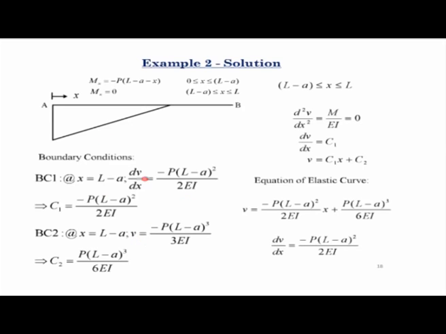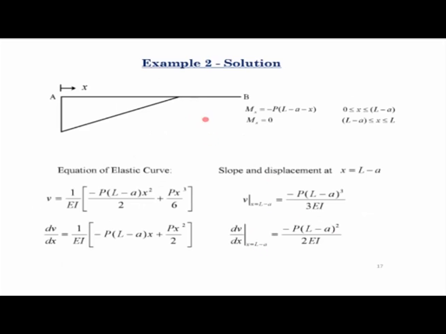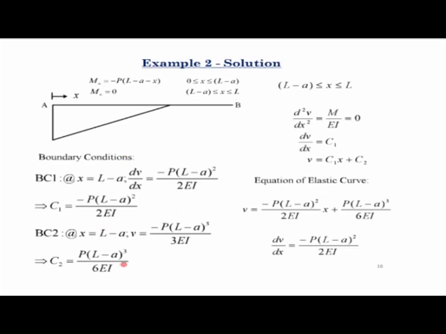So this is where we are solving the equations for the second part of the beam, which is d2v/dx² equal to 0. For this second part, Mx is equal to 0. If you integrate it twice, first you get dv/dx equal to c1, and then v equal to c1x plus c2. In order to solve these two constants of integration, we'll use these boundary conditions. At x equal to L minus a, dv/dx is minus P(L minus a) square by 2EI. This is what we got from the previous slide. Also, at x equal to L minus a, the deflection is minus P(L minus a) cube by 3EI. So these are the two boundary conditions we are using to solve the constants of integration for the second part of the beam.